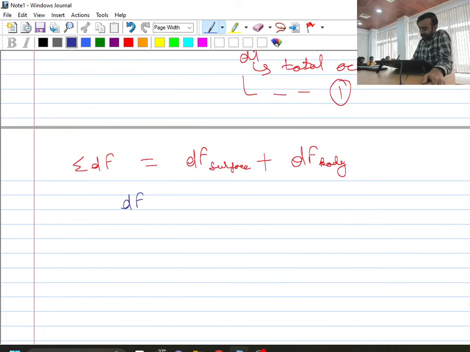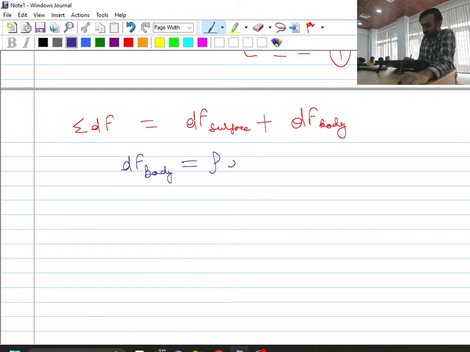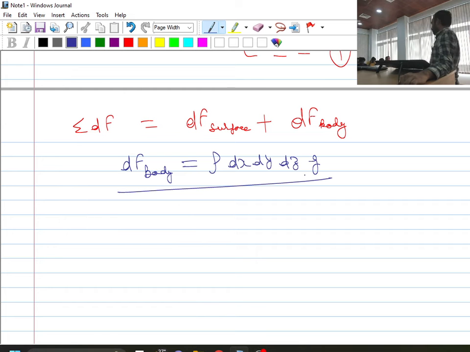Okay, so now we will be having two forces: surface forces plus body forces. If I neglect electric or magnetic fields, assuming none are present in this system, then my body force will be solely because of gravity. And what will be the body force? Density times the volume of the element, dx dy dz, times gravity. So this is my body force which is acting on this.